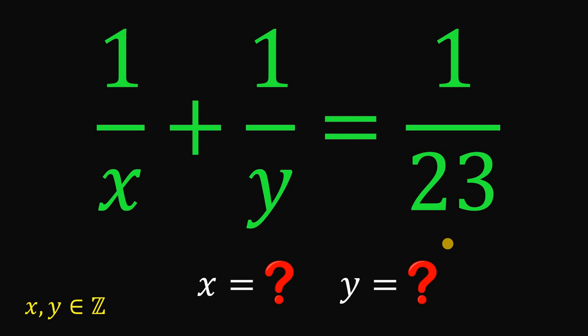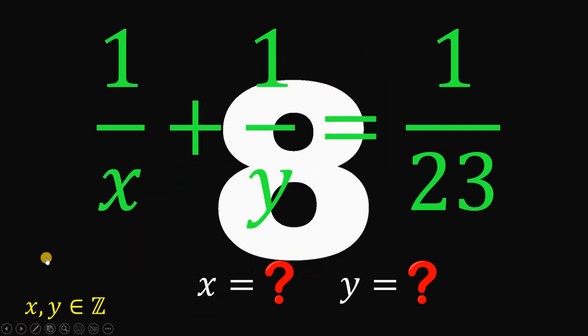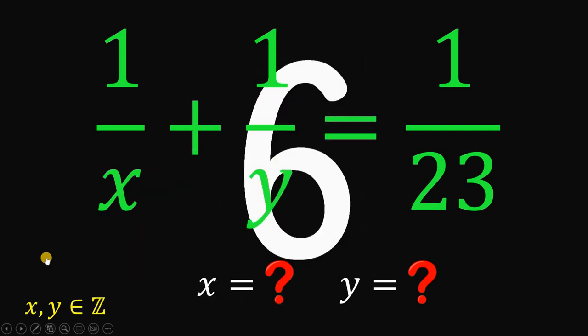Can you solve this math challenge? Here's the question. Solve for the values of x and y, given that 1 over x plus 1 over y equals 1 over 23, wherein x and y are both integers. You can pause this video if you want to give this problem a try.